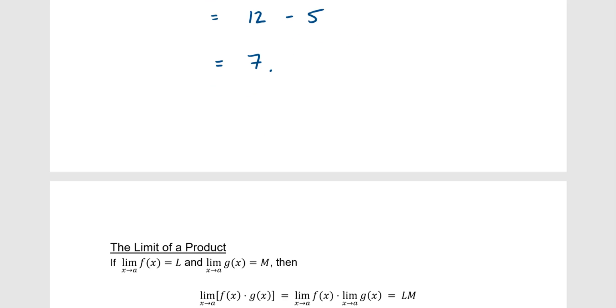The limit as x approaches 5 of 12 minus x. Based on what we just did, that's the limit of 12 minus the limit of x as x approaches 5. So the first one is constant, so that's a 12. The second one is identity, so that is a 5. 12 minus 5, we get 7. Once again, hopefully a piece of cake so far.